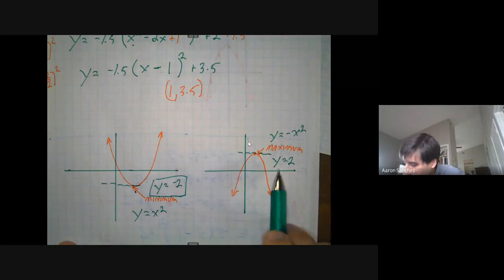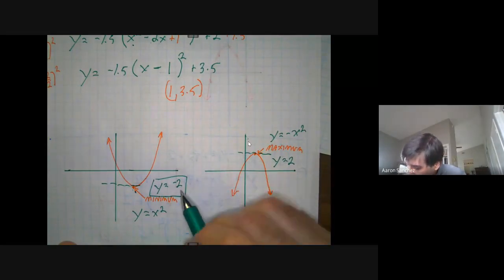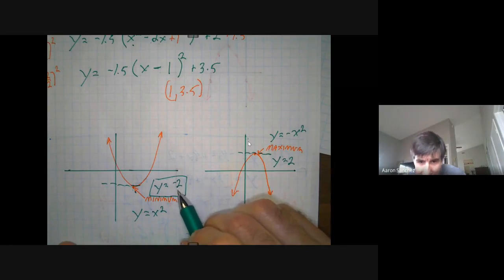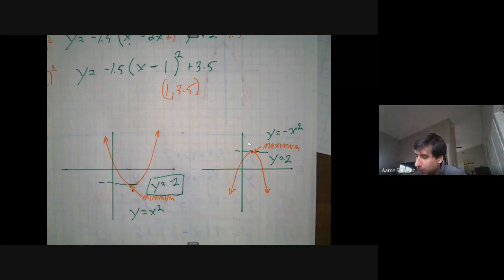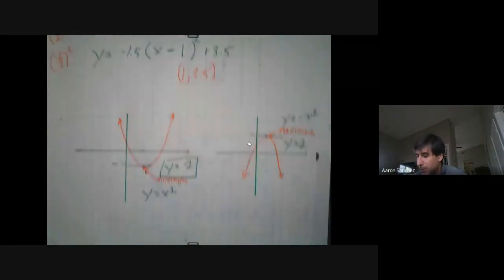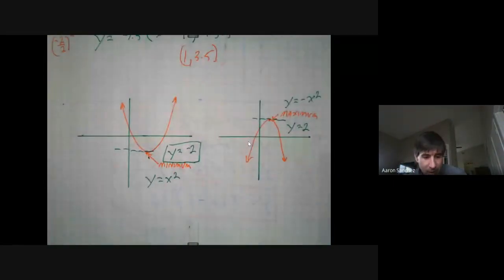Now, the minimum and maximum, what tells us this? The k of the vertex, right? The vertex is where our minimum is, it'll be y. Instead of the line of symmetry, which is x, the h. The minimum or maximum will be the k.